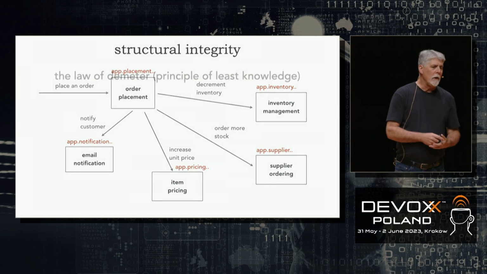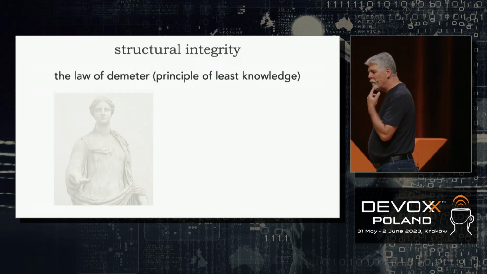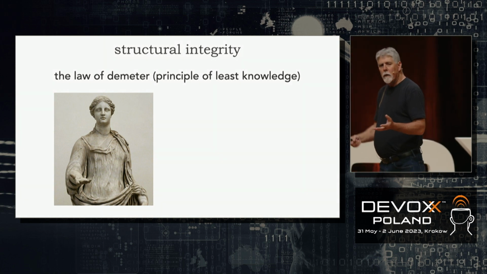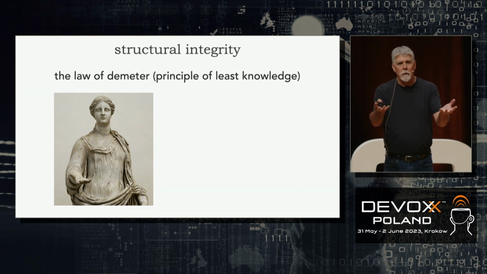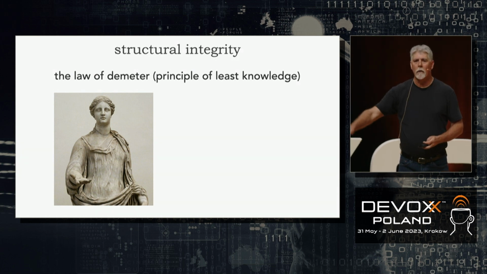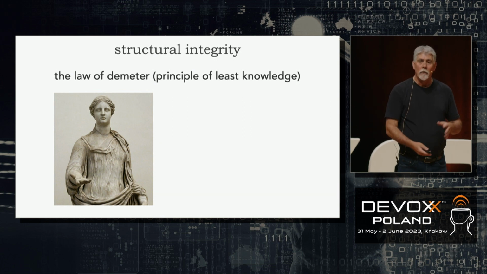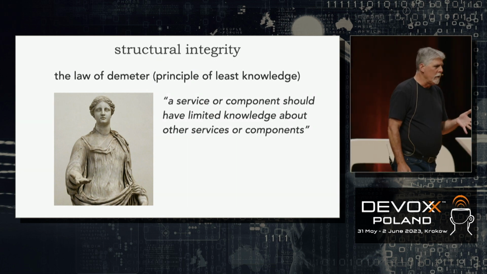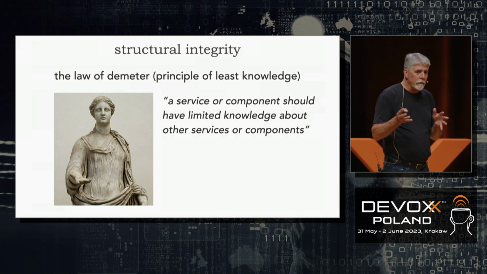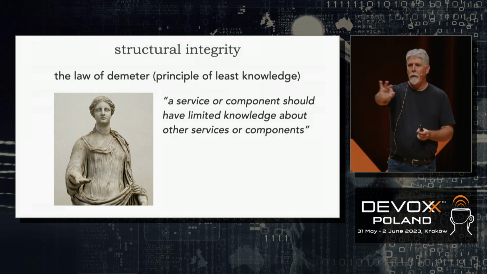How to do it is something called the law of Demeter. Now, this is also known as the principle of least knowledge. The law of Demeter comes from the name of the goddess Demeter. Now, the goddess Demeter was the goddess in Greek mythology of agriculture. She was responsible for producing all the grains in the entire world. But she had no idea what all of you did with them. So, the principle of least knowledge says a service or a component should have limited knowledge of other services or components.